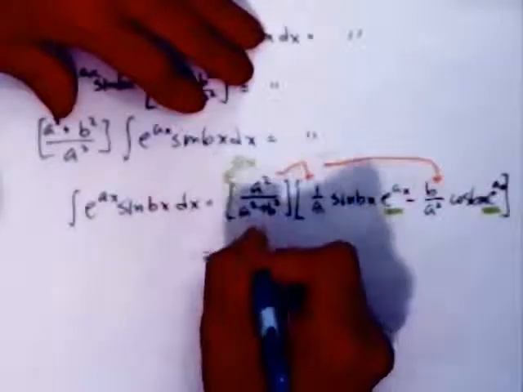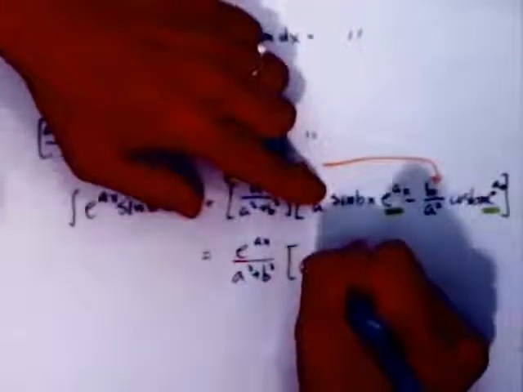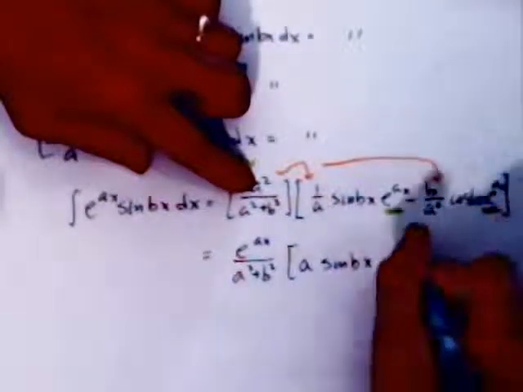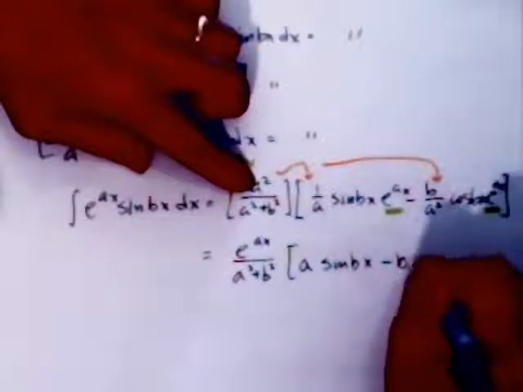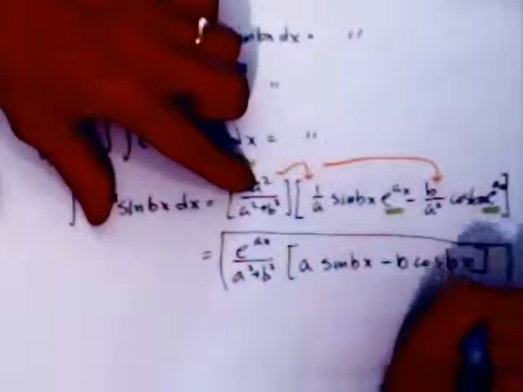So when we factor out e to the ax on the right hand side, the first factor, I get e to the ax on the numerator, and I get a squared plus b squared. When I multiply a squared by 1 over a, I just get a, and then times sine of bx minus, I distribute the a squared with that one, it cancels, minus b cosine of bx. That was the answer in the back of the book.